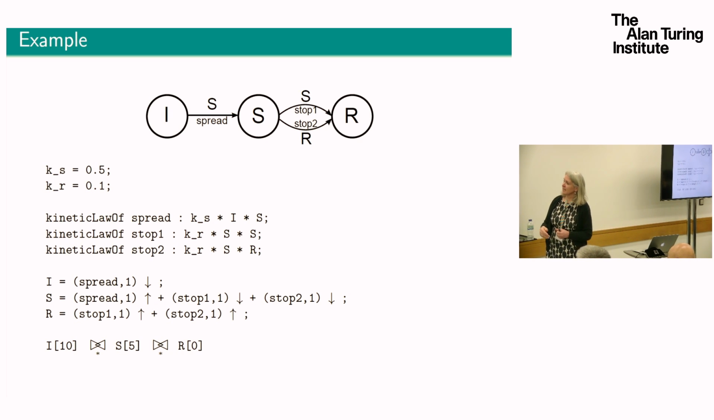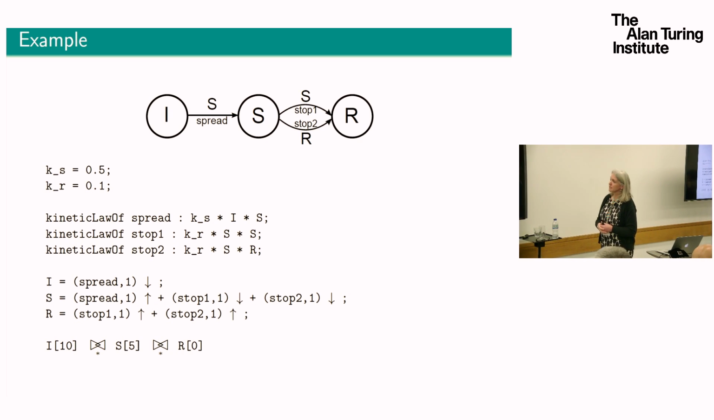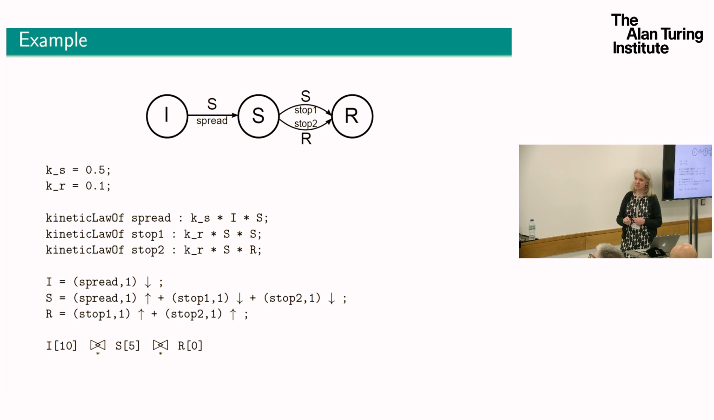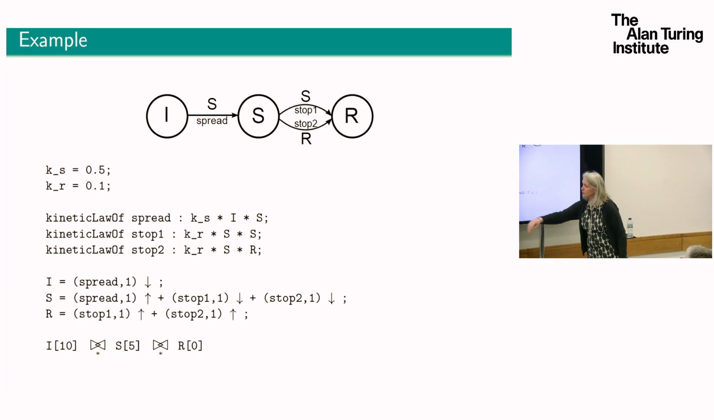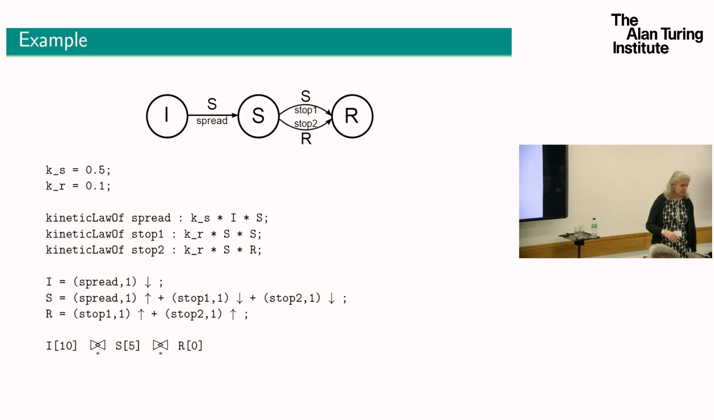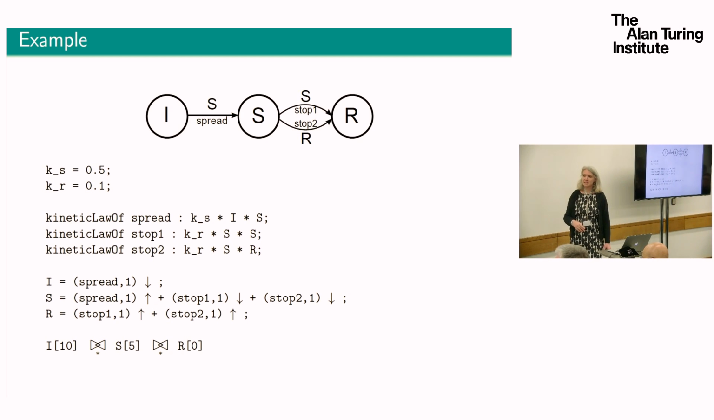And then in this case, our Ks and our Kr, so the rate of spreading and the rate of repressing, are given concrete values, 0.5 and 0.1. And then we set up the initial state of our system by saying here we start with 10 innocents, 5 spreaders, and no repressors, and then we can just execute this model. So we generate the underlying CTMC and perhaps run a simulation, and we see how the rumour spreads through the population. Okay, and as we alter the parameters, we would see different patterns of spread.